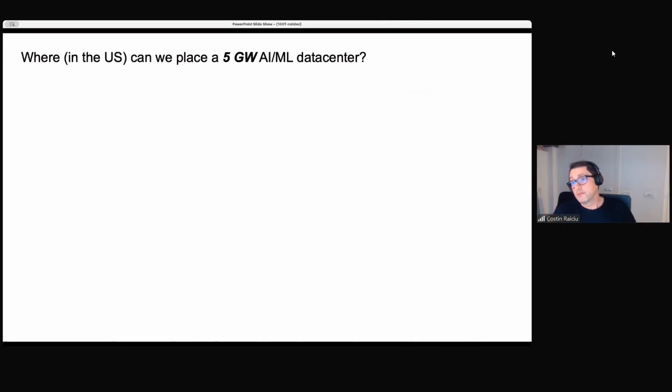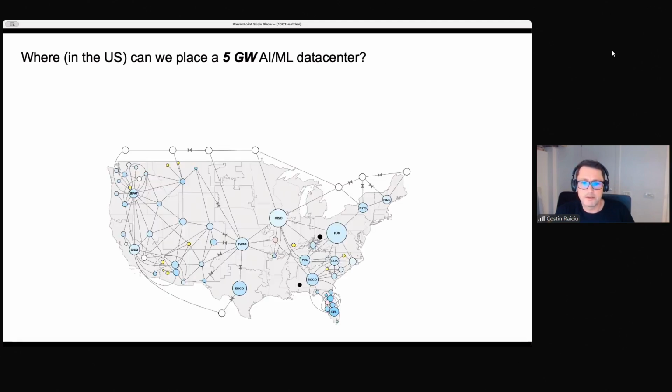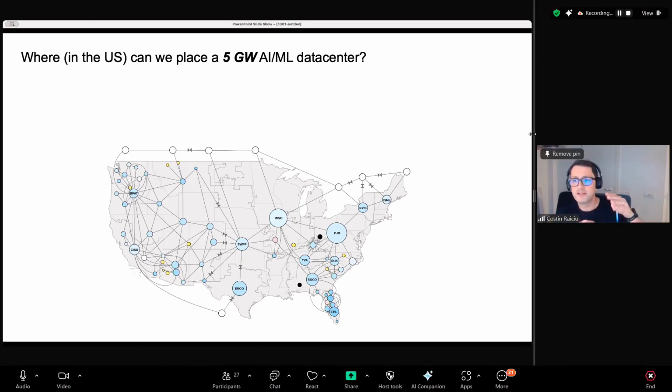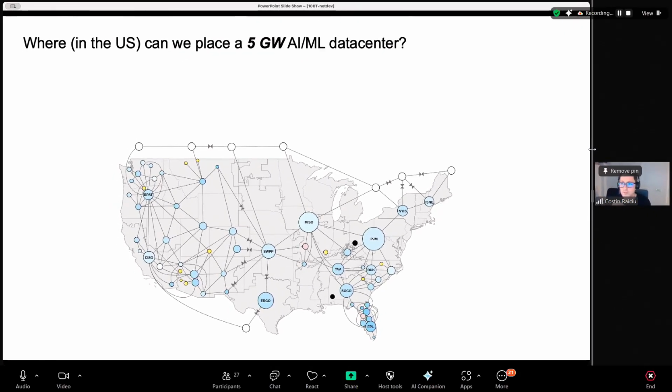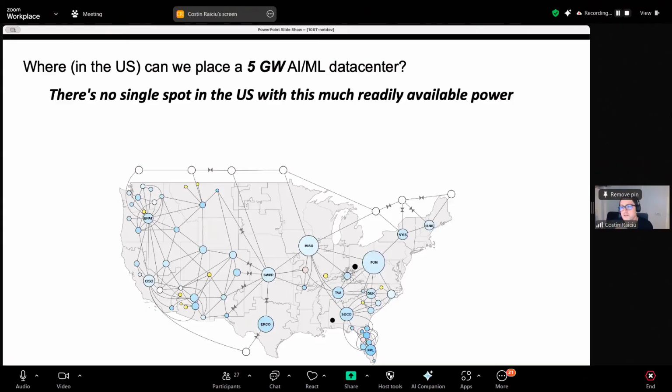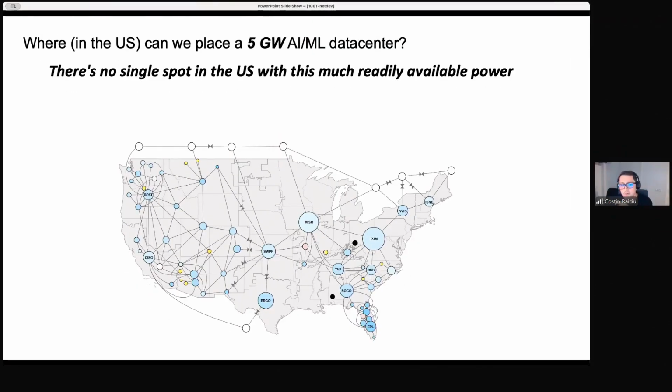So, surely there are places where you could place this in the US. What my team did was look at all the power grids in the US and their historical data, to see how much power has been generated, and they took the maximum consumption for those networks to see the difference, to see how much power you had available. And the answer is, there's no single grid where you have this much power, and you'll have to really break the data center up.